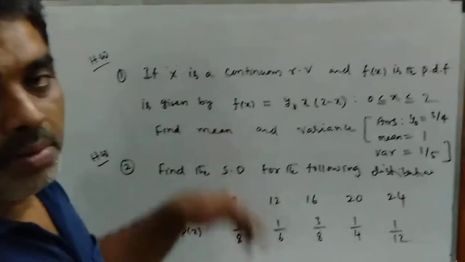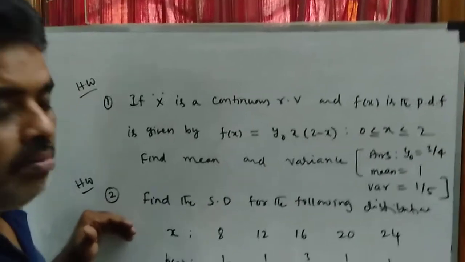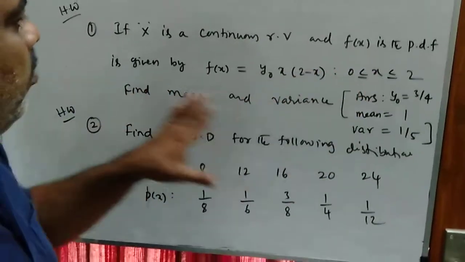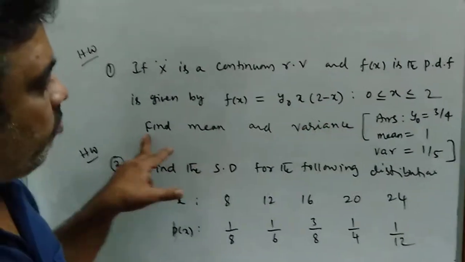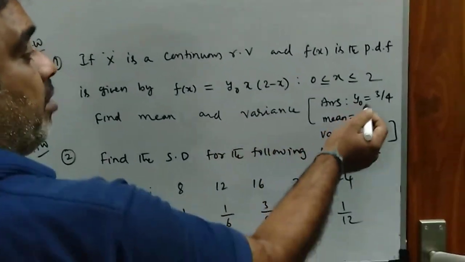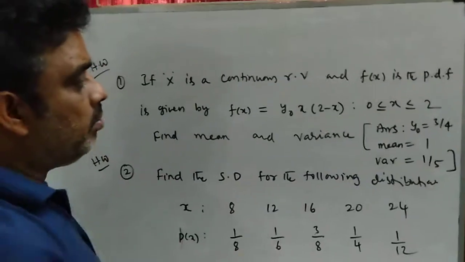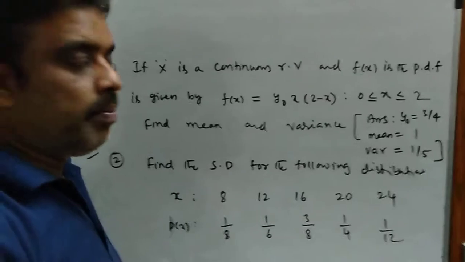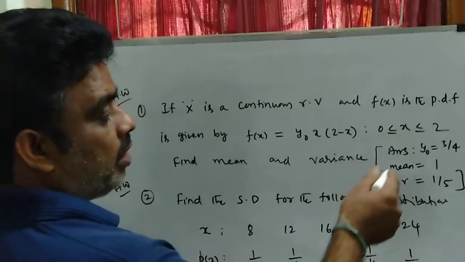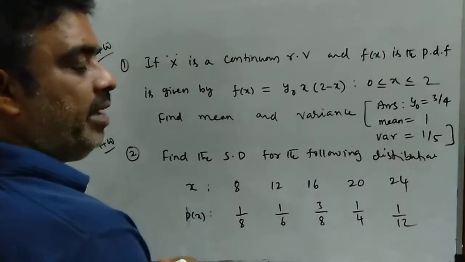So do these two problems as homework. One is from a continuous random variable and one is from a discrete random variable. Here, x is a continuous random variable, and f of x is given as the PDF. Find the mean and variance. Before finding mean and variance, we have to find y naught also. Y naught is a constant. How can you find y naught? Because it is a PDF, the probability summation is equal to 1. Based on that you can calculate y naught is equal to 3 by 4, as in the previous problem. Then find the mean as 1 and find the variance.